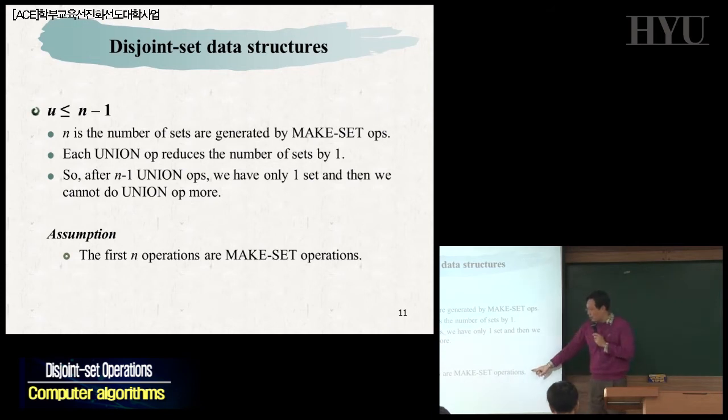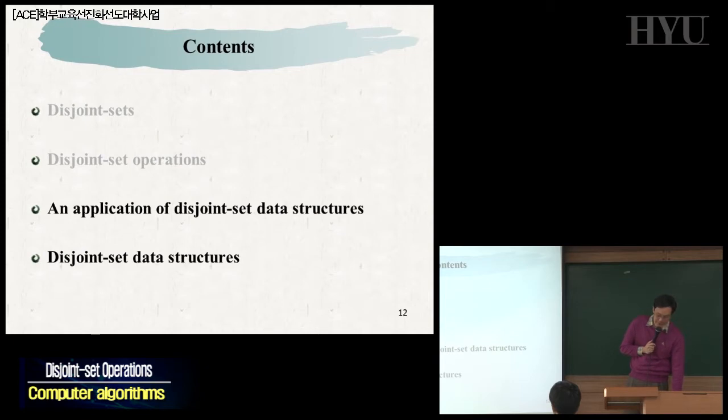From now on, we assume that the first n operations are make-set operations. That is, every member is created for the first time. And then we union. And then I will explain an application of disjoint-set data structures.